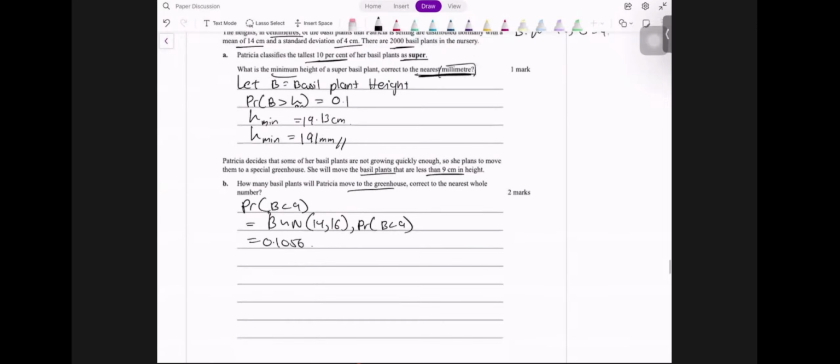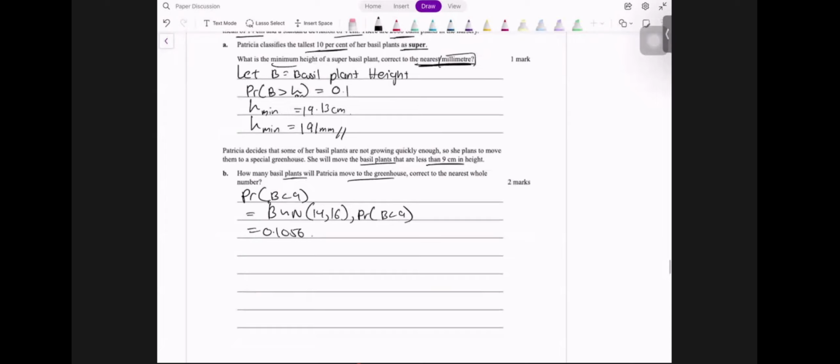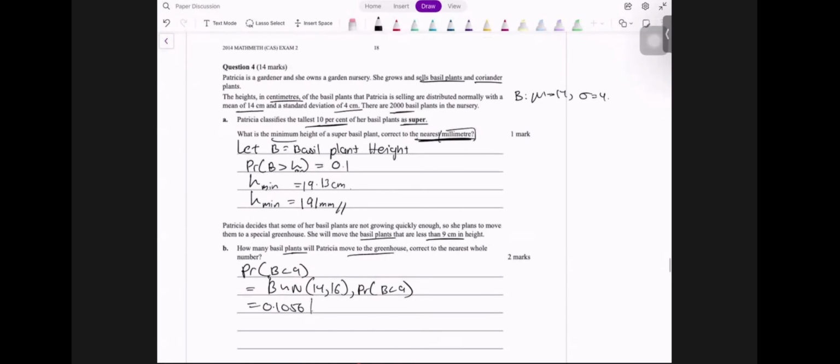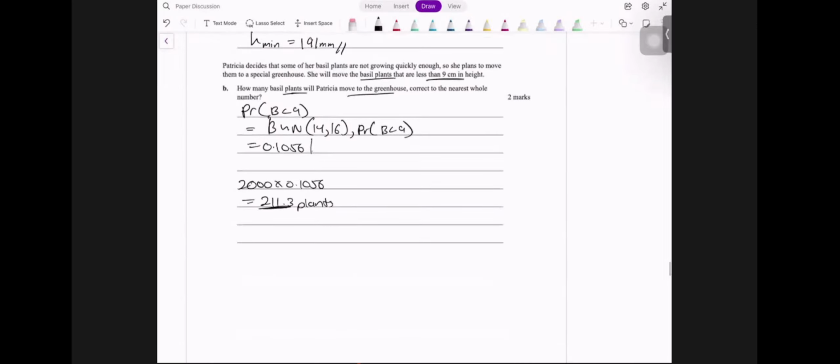And so if you want the amount of plants that you'll move, this is the probability for the plants to be less than 9. If we have 2,000 here, then we can expect 2,000 times the same probability, so we get around 211.3 plants. So we're expecting this many plants to have a height less than 9 centimeters. We have to correct to the nearest whole number. So therefore I can say that 201 plants will be moved.